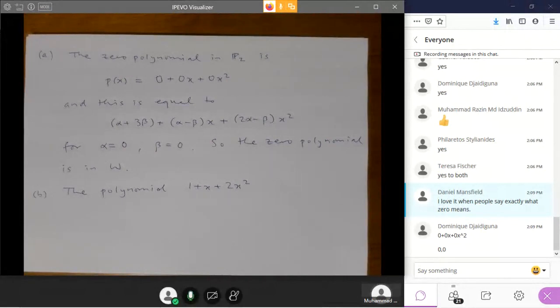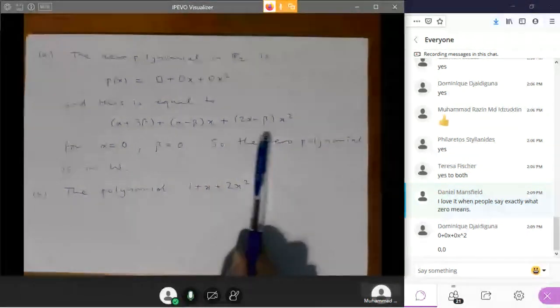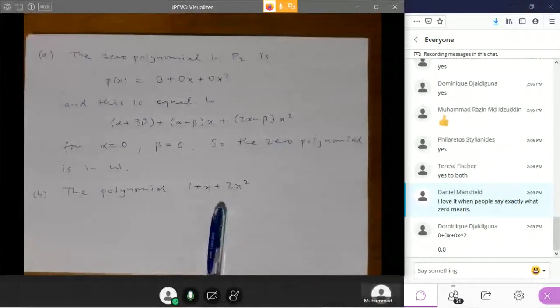And normally we'd probably want to solve some equations, but if you look carefully, you might be able to find values of alpha and beta. Anybody want to give it a try? Can you just look at this carefully and find values of alpha and beta, which will make this equal to 1 plus x plus 2x squared?